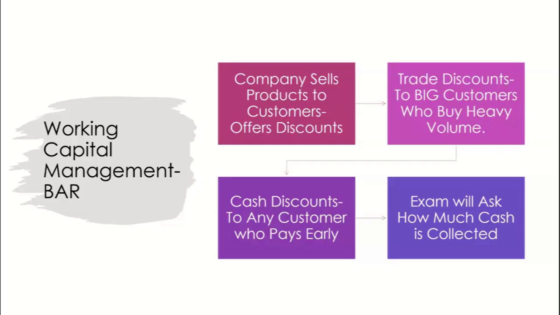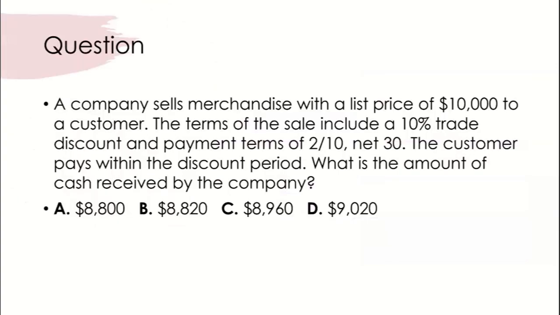And on the CPA bar exam, you've got to know about working capital management. When a company sells products to customers, they often offer discounts. There's trade discounts, which are only offered to big customers who buy heavy volume. And then there's cash discounts. They're offered to any customer who pays early. In the exam, they'll combine a question with trade discounts and cash discounts and ask you how much cash is collected based on what day the customer pays. So we'll start with this one.